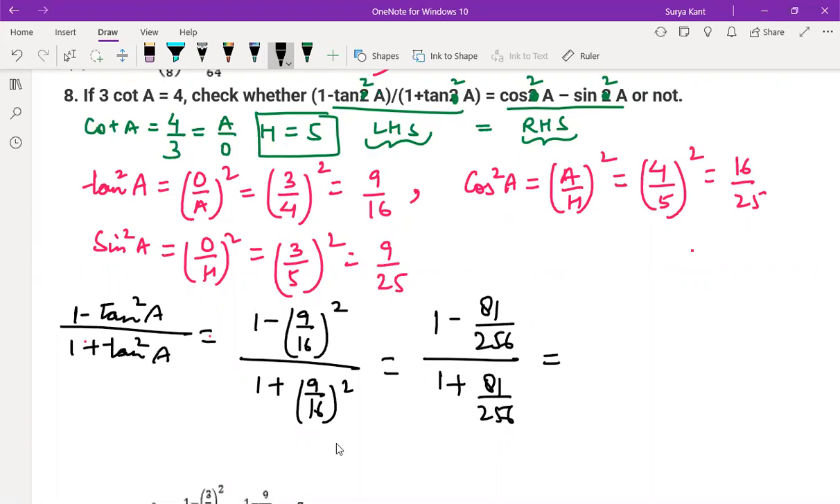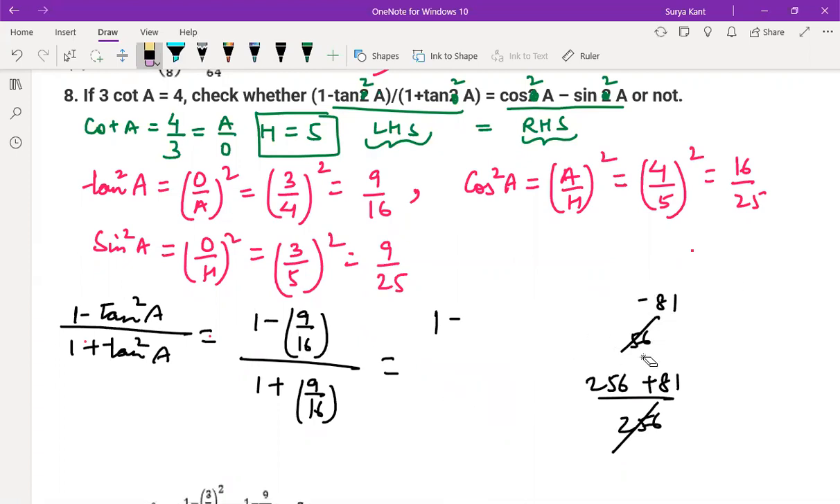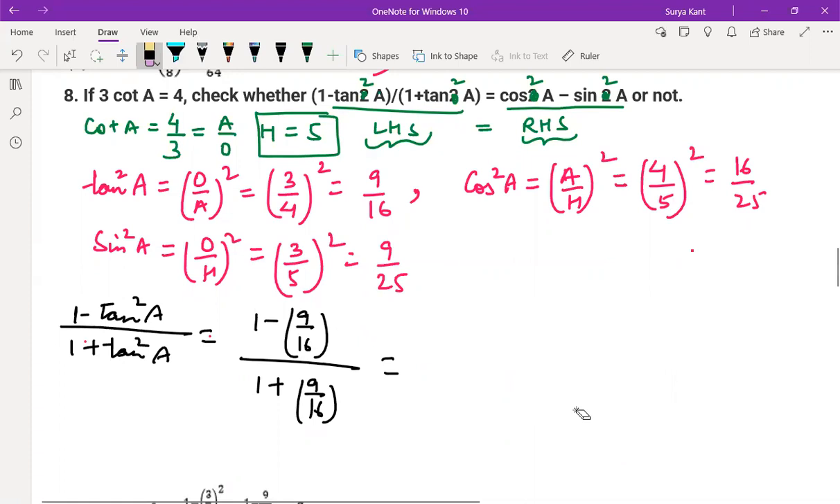So see here, 1 minus 256 minus 81 divided by 256. Again here 256 plus 81 divided by 256. Here we did a mistake actually. Wait. Here 9 by 16 is already fine. Here this is not a whole square. Here 9 by 16 only, right? So here we'll get 16 minus.